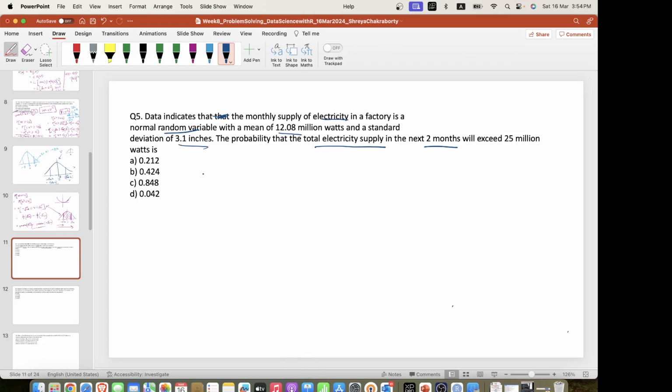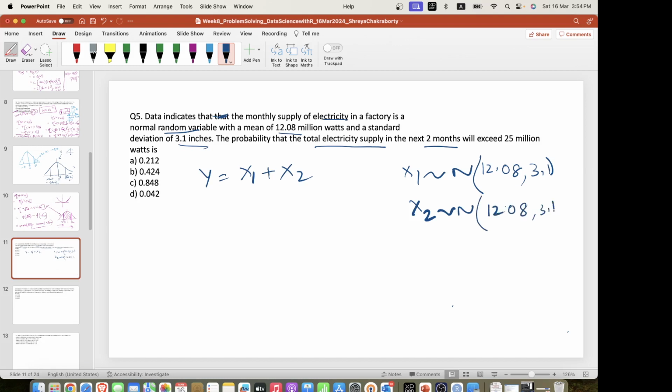So let's say Y equal to X1 plus X2. X1 follows normal 12.08 and 3.1, and X2 follows normal, the same thing, 12.08 and 3.1. This is the distribution for the first month, and this is the distribution for the second month. So Y, since it's a linear combination, will also follow normal.